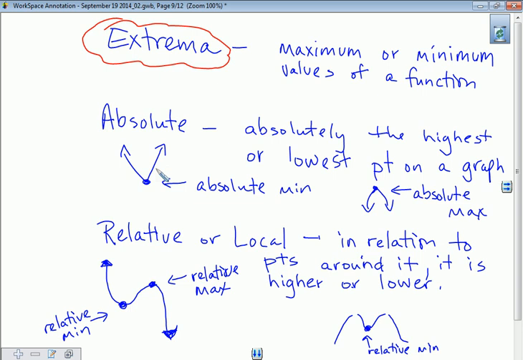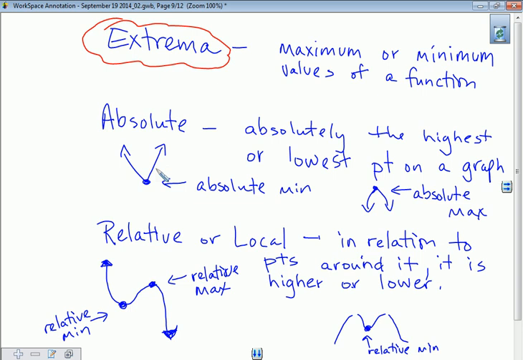Now, the second classification is relative, and some teachers and textbooks might use the word local. So if you're Googling some of this later on, you might see it called local. I usually say relative. Relative means in relation to the points that are just around the point, it is higher or lower than all the other points. So when we're looking at a function like this one, this cubic here, do you see this valley down here? That is considered a relative min, the bottom of the valley, because this point is lower than the points just to the left of it and just to the right of it. So that's a relative min.